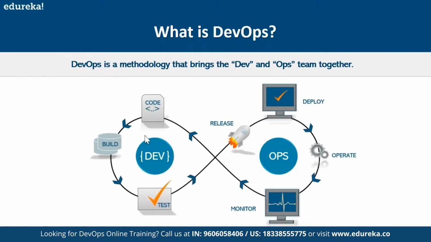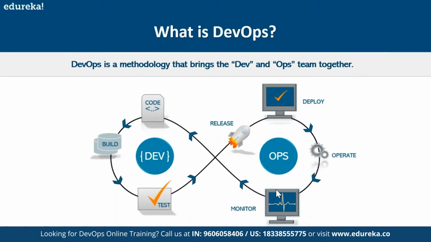So you can see the developer team will code, build, and test. Once the code is built and tested, it needs to be released. The release is taken care of by the operations team. Once it is released, it will be deployed and it will be monitored.